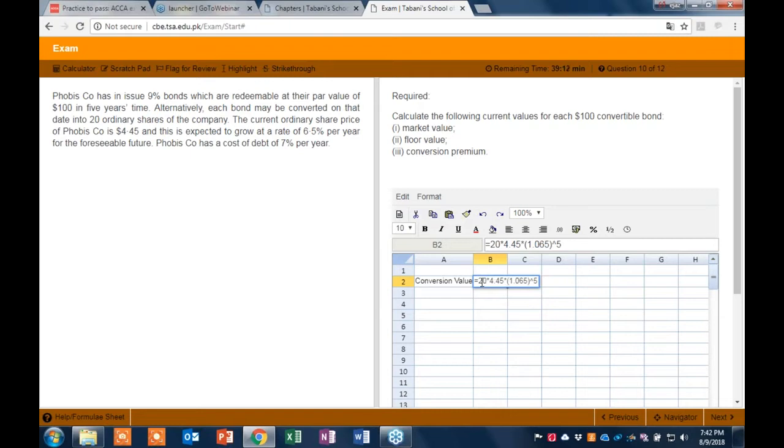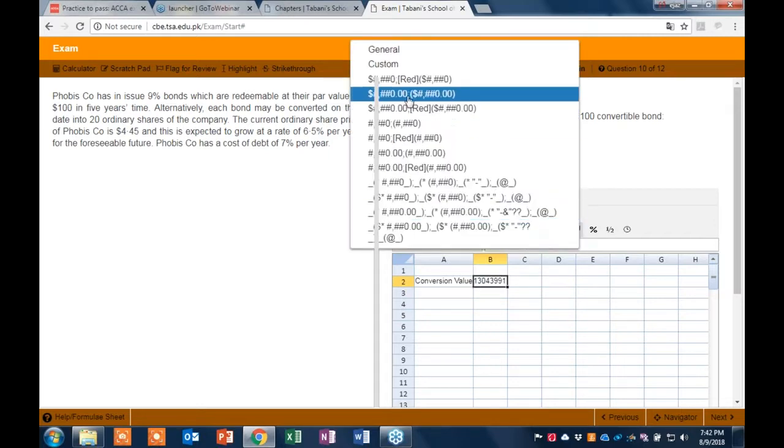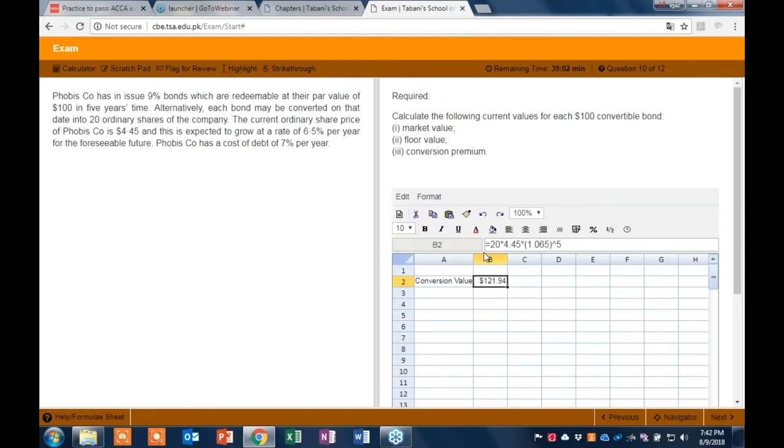So the total value of these 20 shares after 5 years will be $121.94, which means that against every $100 par value bond, the investor will have the option of getting shares with a value of $121.94 in 5 years time. On the other hand, the investor will have the option of getting a cash value of $100 par. So what do you people think will be the choice of investor, conversion or redemption?